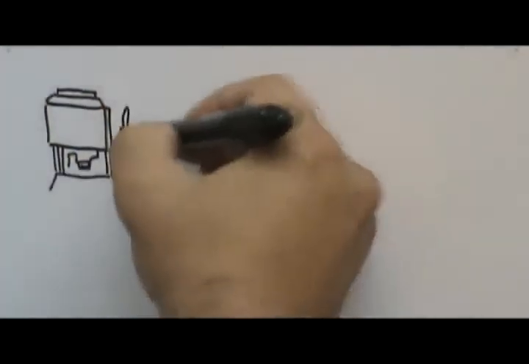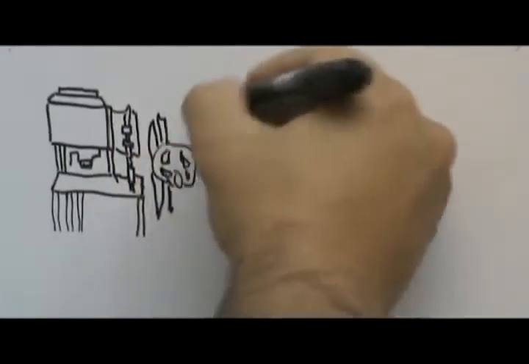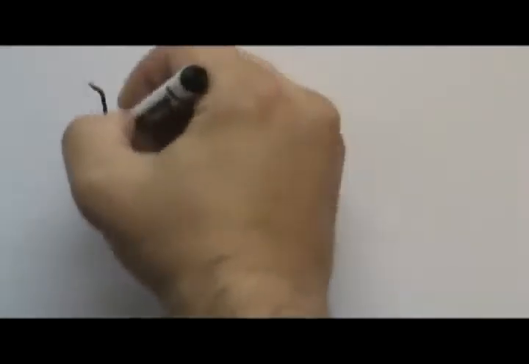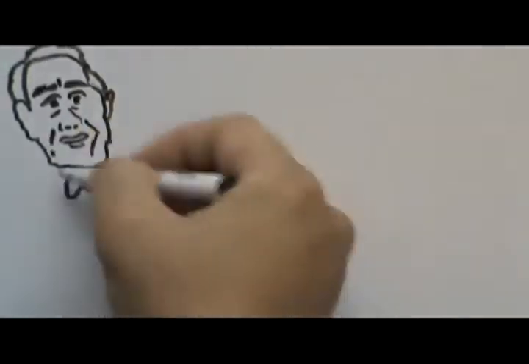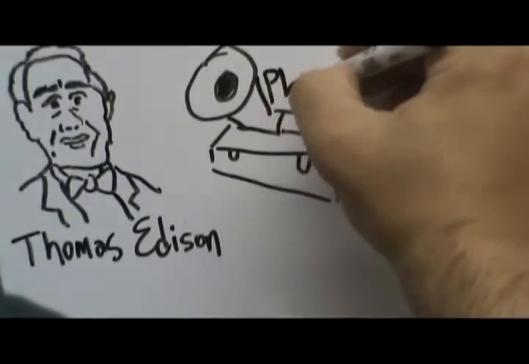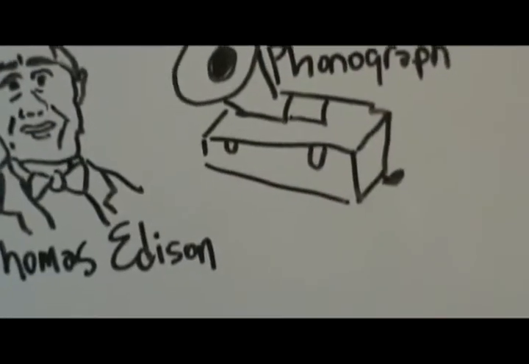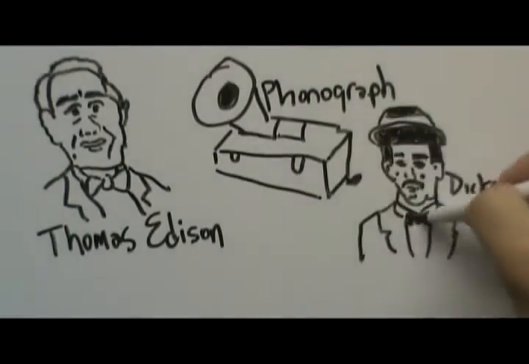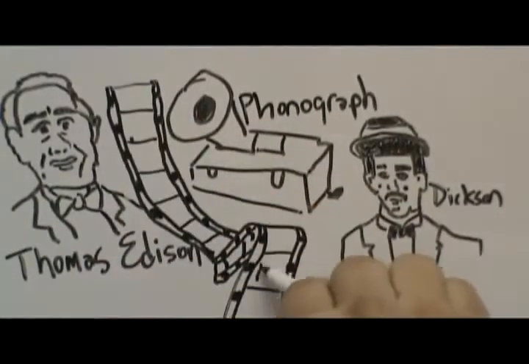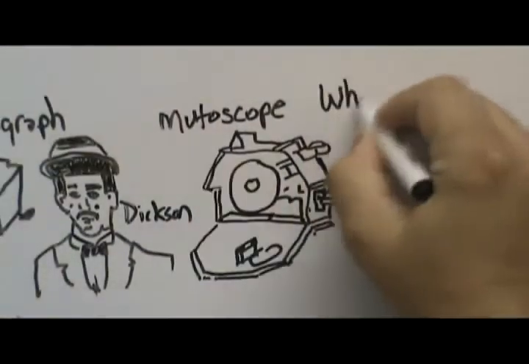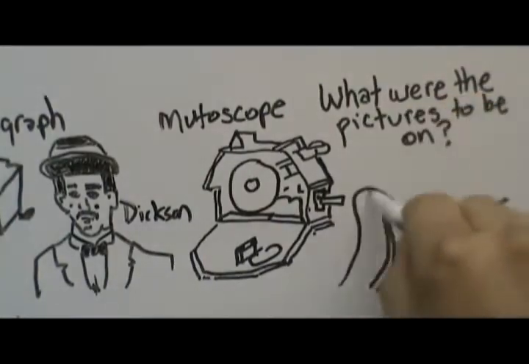Muybridge developed a projector to present his findings. He adapted Horner's zoetrope to produce his zoopraxiscope. In East Orange, New Jersey, Thomas Edison was pridefully working on perfecting his favorite of all his inventions, the phonograph. Edison assigned William Dickson to the project of developing a machine that could visually accompany his phonograph. For over 2 years, not much resulted. They finally designed a machine, the mutoscope, that they thought might work, but what were the pictures to be on?